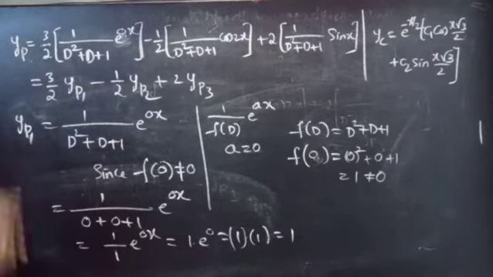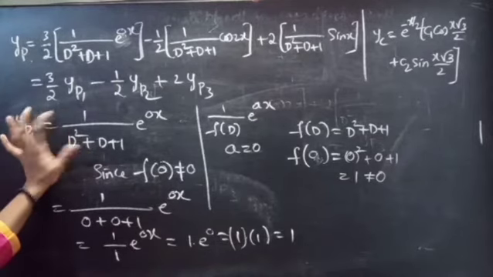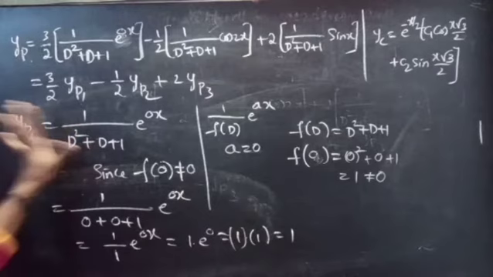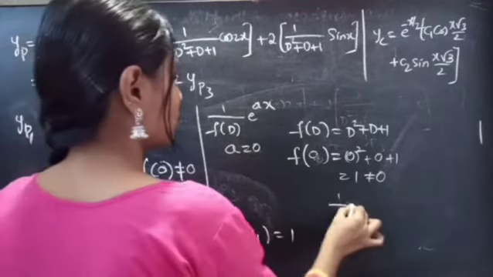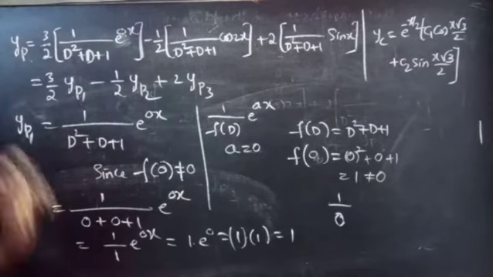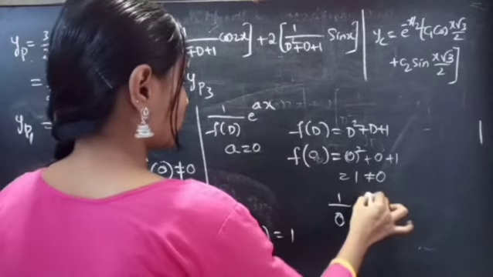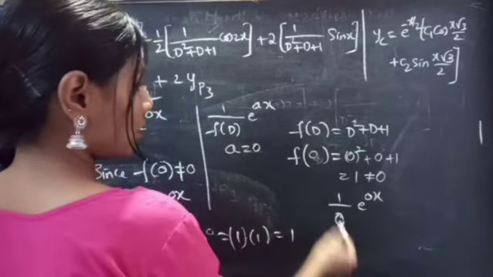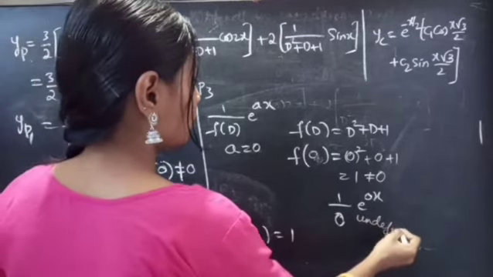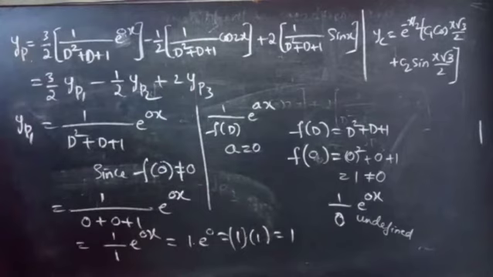Denominator must be non-zero, right? We have to remember that the denominator must always be non-zero. What happens if you get denominator 0? We'll get the total yp1 becomes 1 by 0 into e power 0x. Since 1 by 0 is undefined, the total term becomes undefined if the denominator becomes 0.